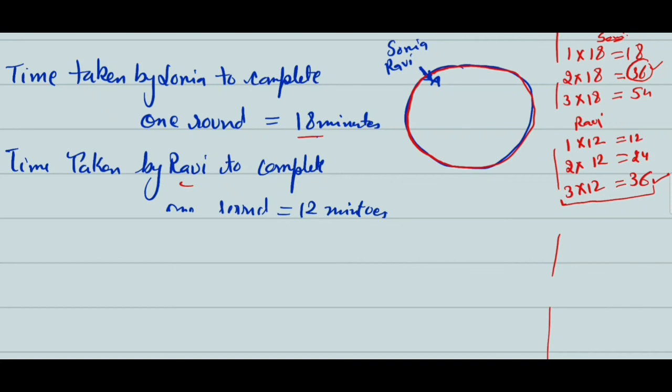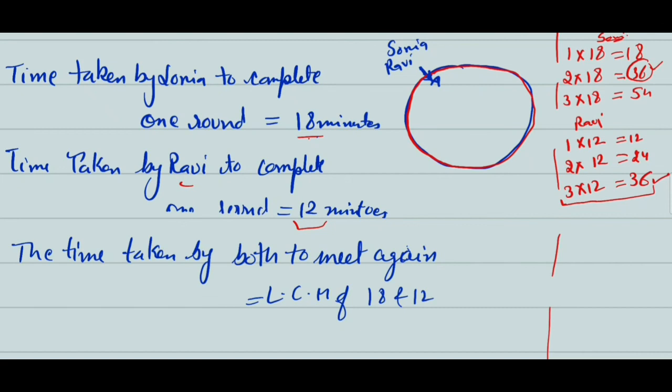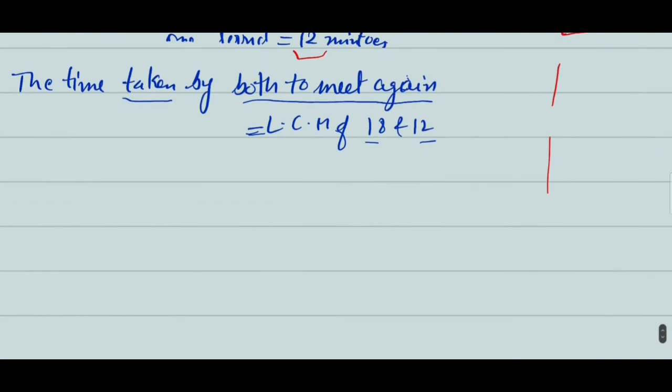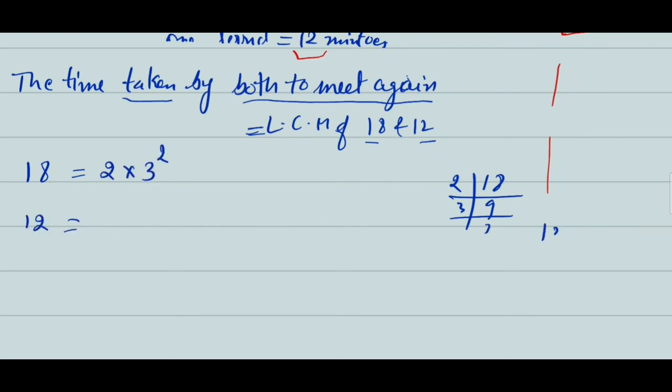We can simply take the LCM of 18 and 12, and we'll get 36. So for these types of questions, we'll take LCM. The time taken by both to meet again is equal to the LCM of 18 and 12. So let's find the LCM. First we'll do the prime factorization of 18: 2, 9, 3 and 3. This is equal to 2 into 3 raised to power 2. And for 12 we can write 2, 6, 2, 3, which is 2 raised to power 2 and 3.